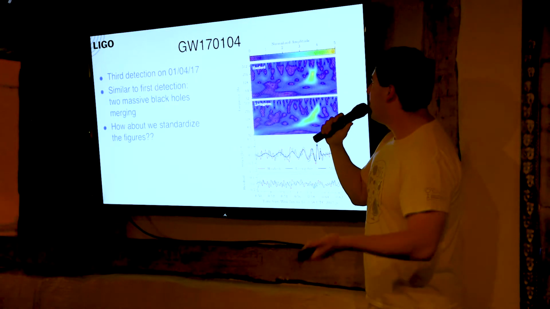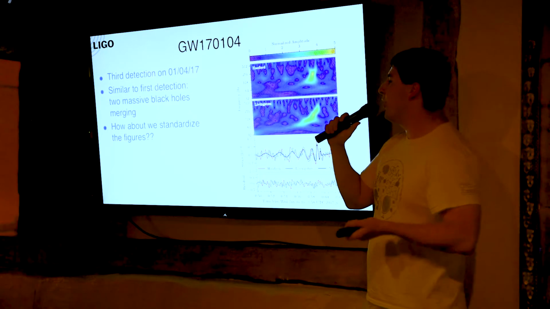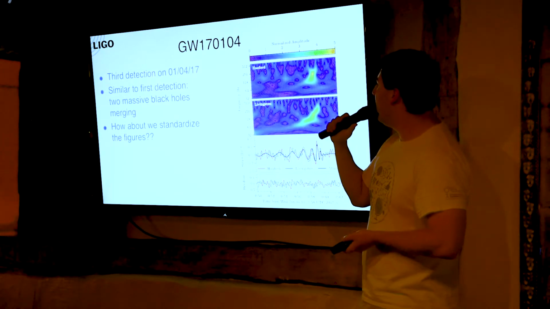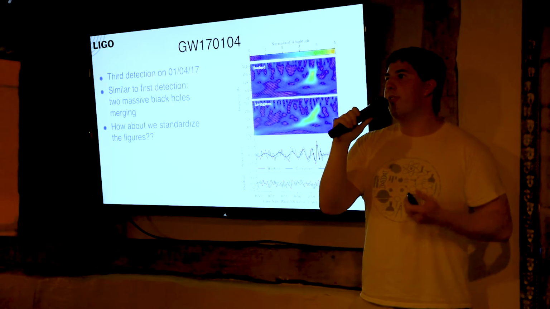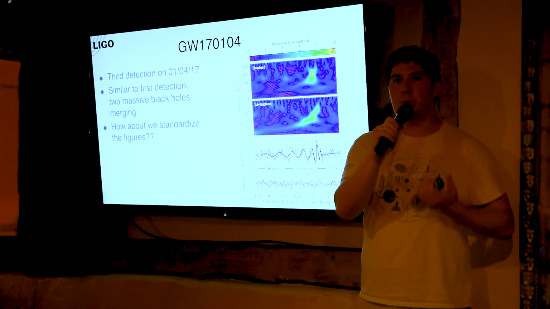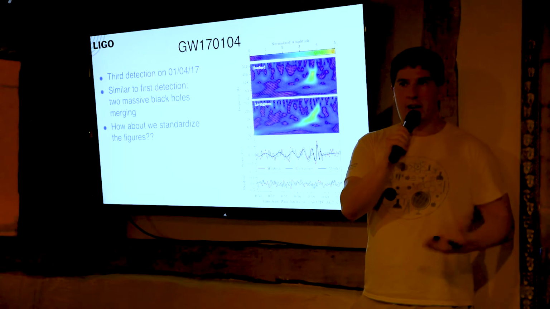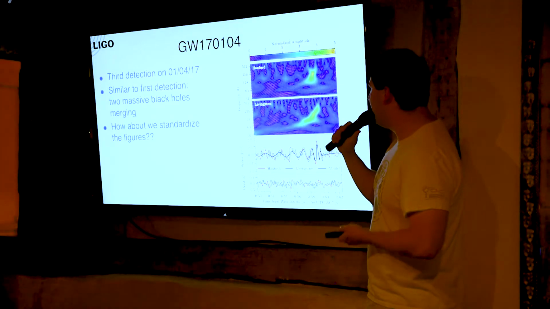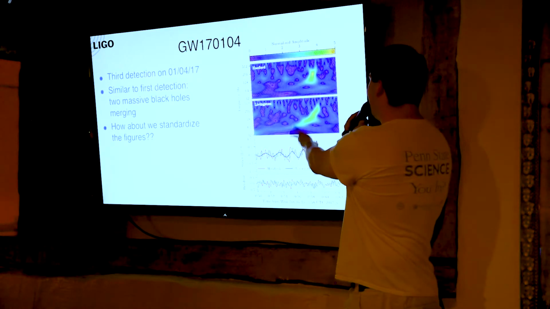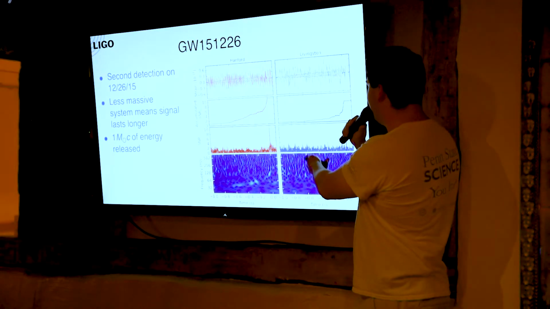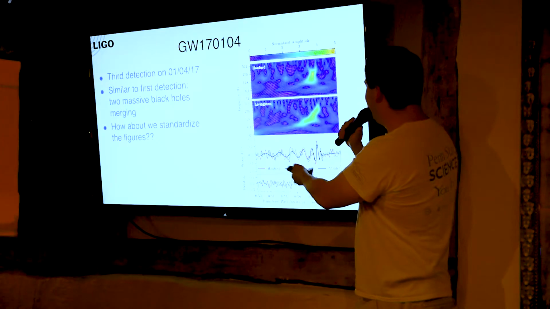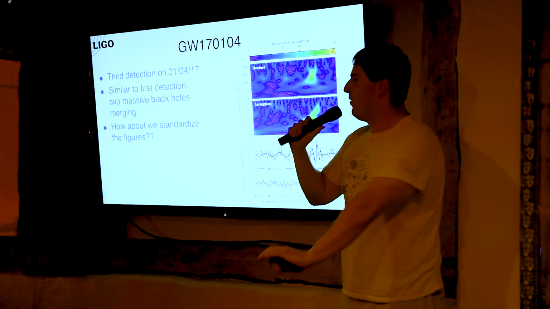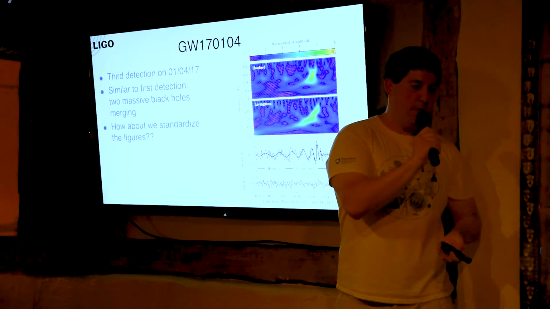And then just the other day, they announced the 3rd detection, which was found on January 4th, 2017. This was very similar to the very first event. You had massive objects, about 20 solar mass objects, that collided, and created a signal that was very similar to the very first event. I wish that they would actually standardize the figures, because if you go across all these, they look very different. I don't know what's going on there. But basically, these were all huge events, black holes that were merging.